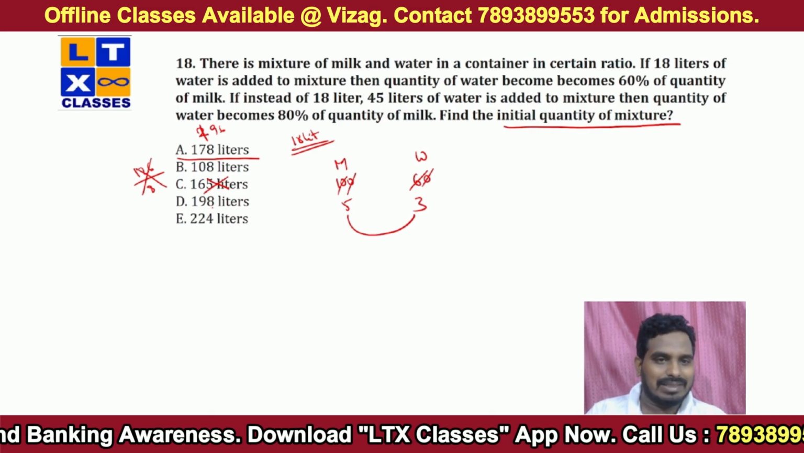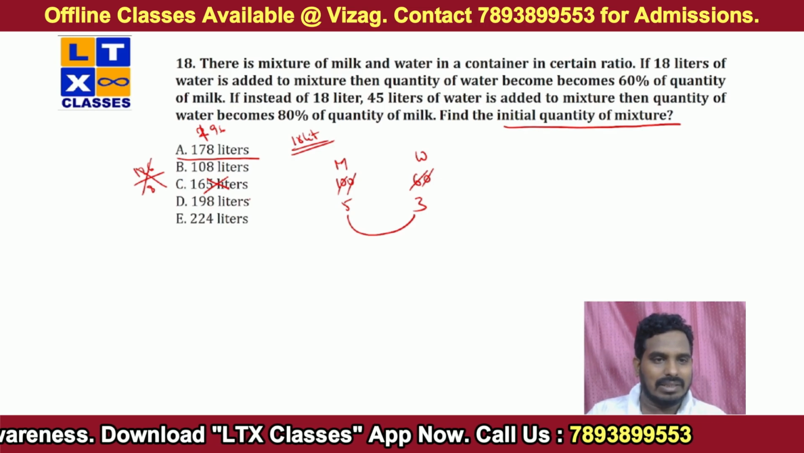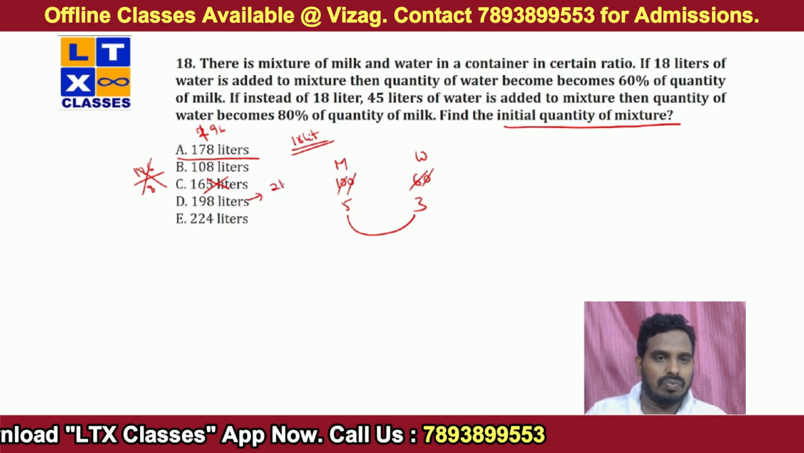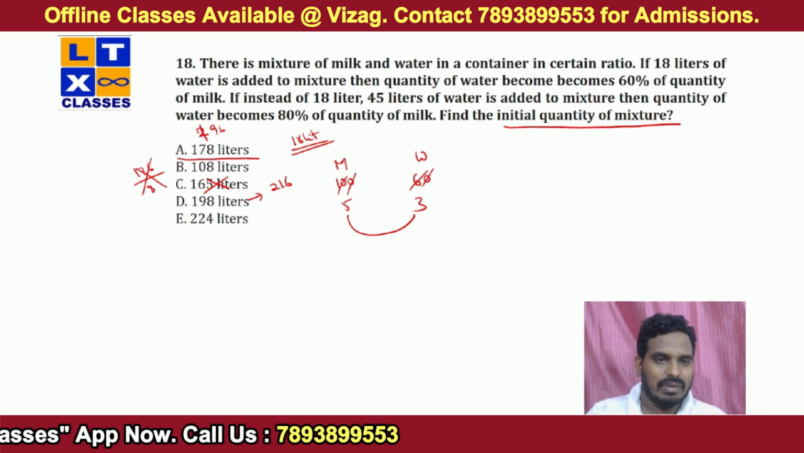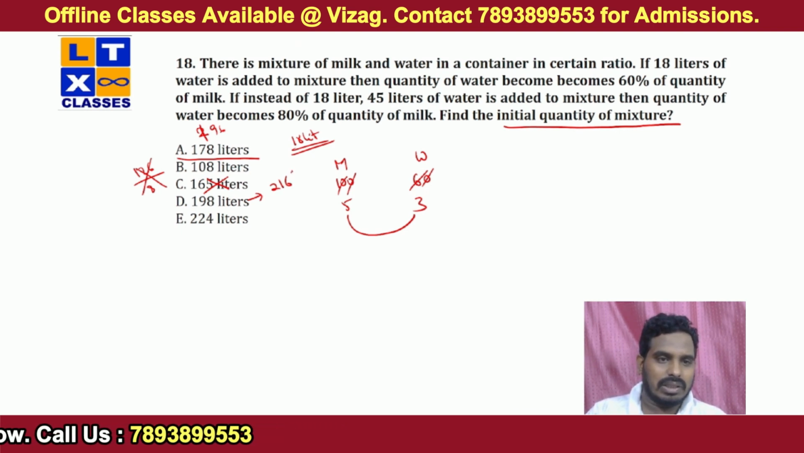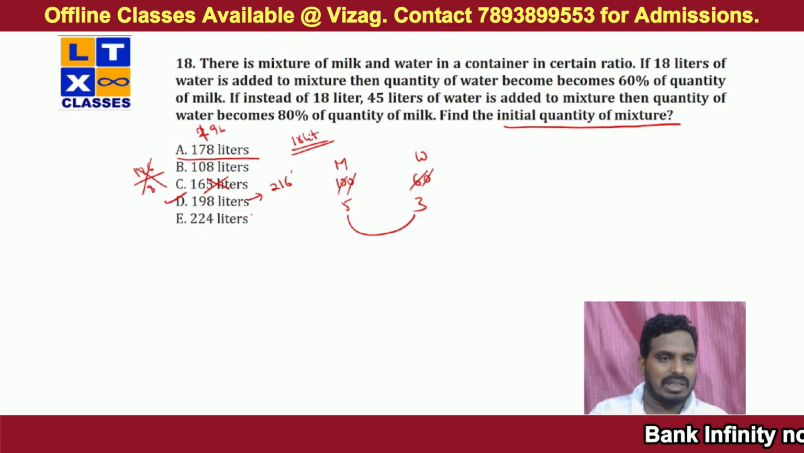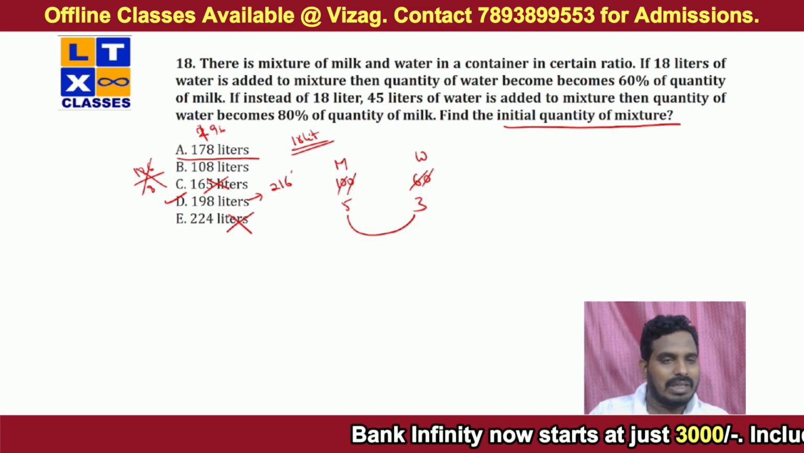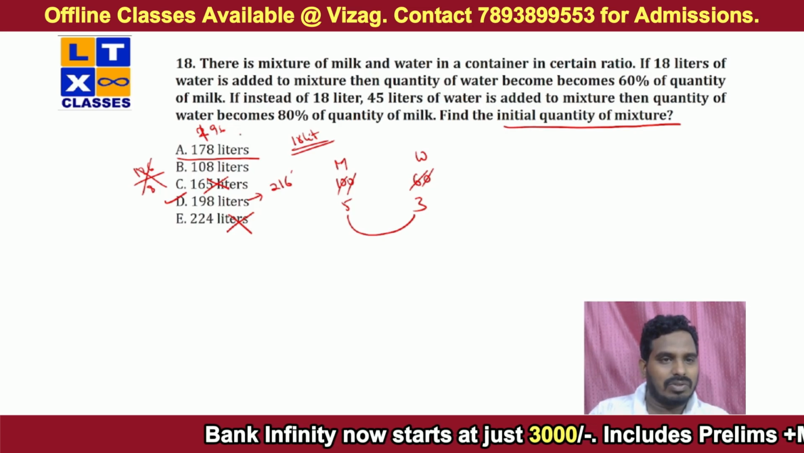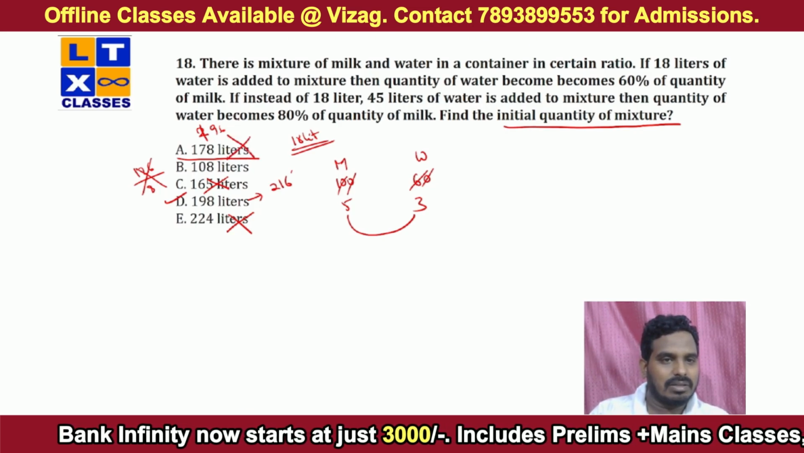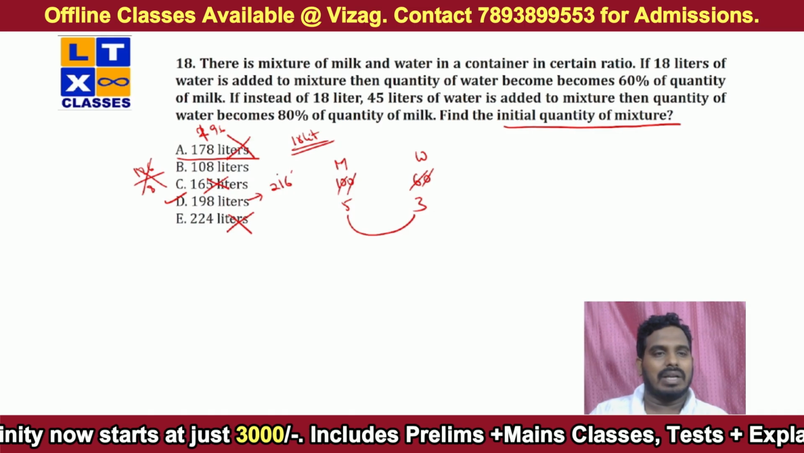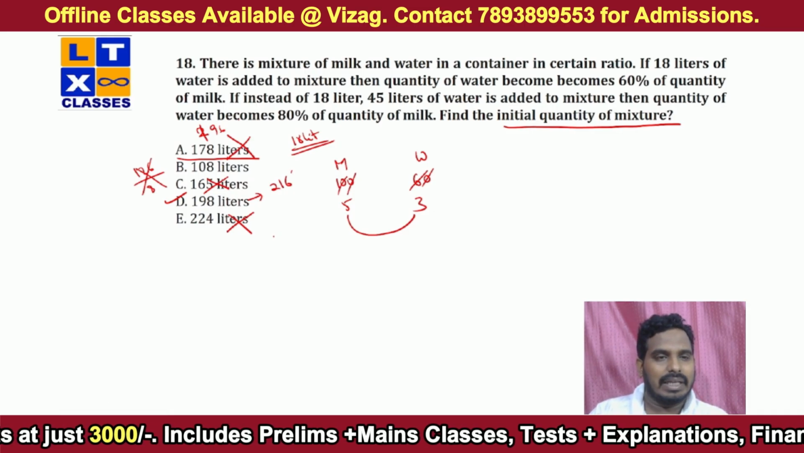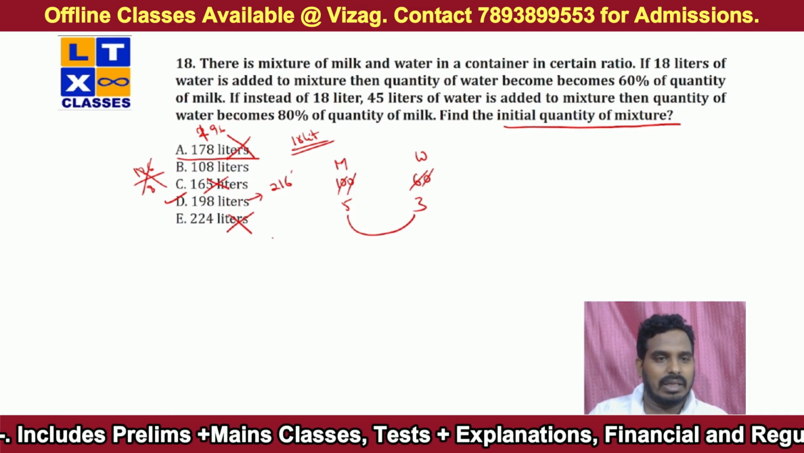188 plus 18, this is 216. Now, this is also an 8 multiple, right? Okay, 224 plus 18, now this is not an 8 multiple. Now, what about this? 178 plus 18, 196. This is not an 8 multiple, right? So definitely straight away 198 is my answer. 198 is my answer. Clear?